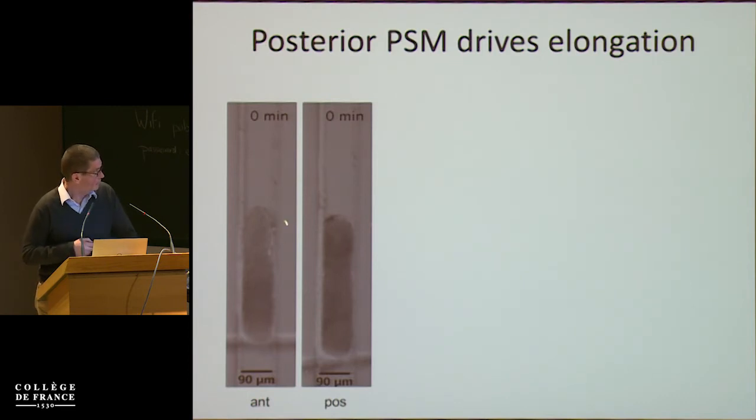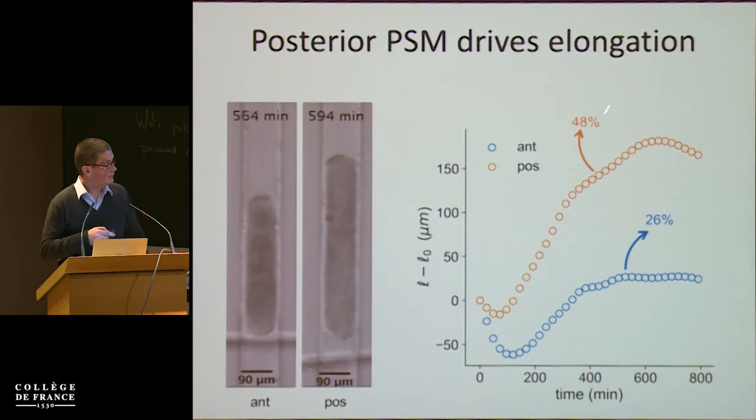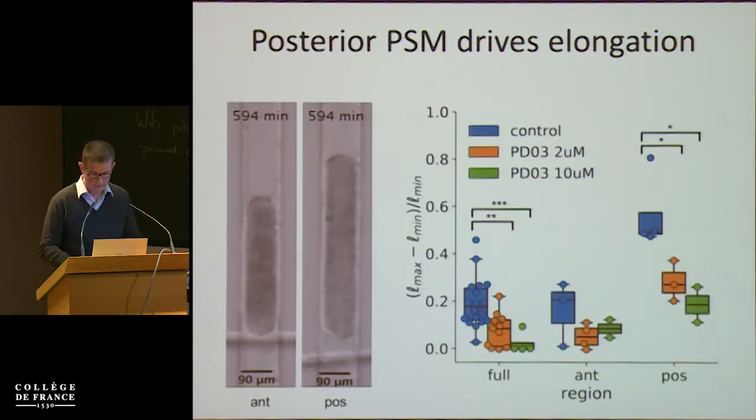And then he looked at which region of the presomitic mesoderm is responsible for the elongation, and for that he separated the tissue into the anterior and the posterior parts. And as you can see here, clearly the posterior presomitic mesoderm is responsible for most of the elongation. This is quantified here, so 48% elongation for the posterior presomitic mesoderm compared to 26% for the anterior, which tells us that as predicted by our earlier model, the posterior presomitic mesoderm appears to be the main component triggering elongation in this context.